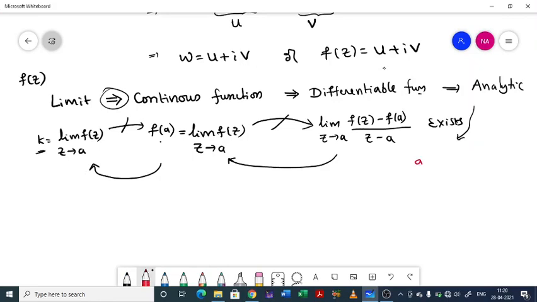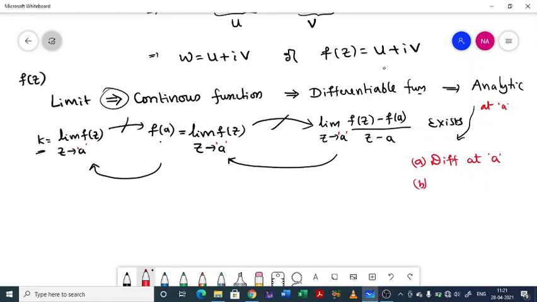We say that a function is analytic at A. I have taken one particular point, and everything here is about that particular point. So a function is analytic at A if it satisfies two conditions. The first condition is that it should be differentiable at A.